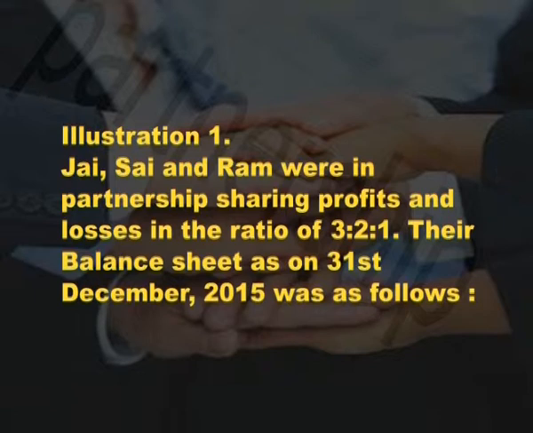Let us take a look at this illustration. Jay, Sai and Ram were in partnership, sharing profits and losses in the ratio of 3:2:1. Their balance sheet as on 31st December 2015 was as follows. The balance sheet.